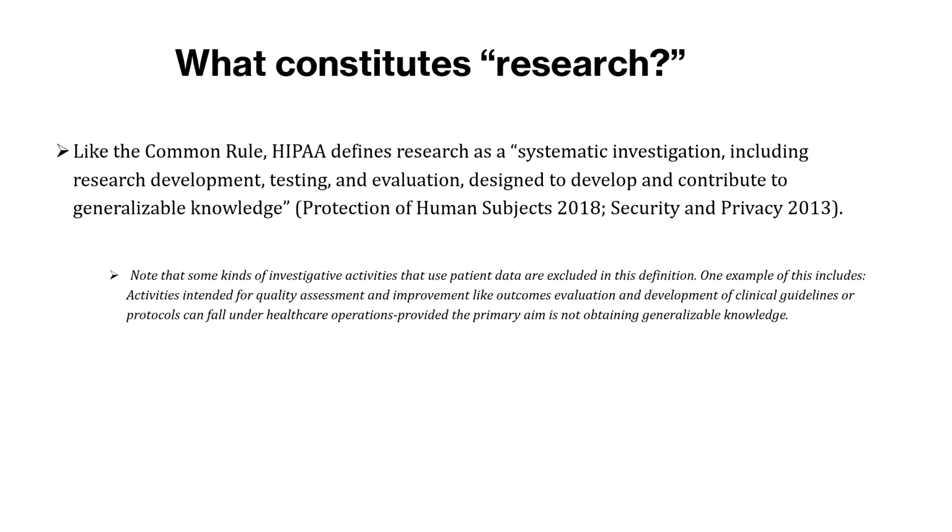What constitutes research? Like the Common Rule, HIPAA defines research as a systematic investigation, including research development, testing, and evaluation, designed to develop and contribute to generalizable knowledge. Note that some kinds of investigative activities that use patient data are excluded from this definition. One example includes activities intended for quality assessment and improvement, like outcomes evaluation and development of clinical guidelines or protocols, which can fall under healthcare operations, provided the primary aim is not obtaining generalizable knowledge.